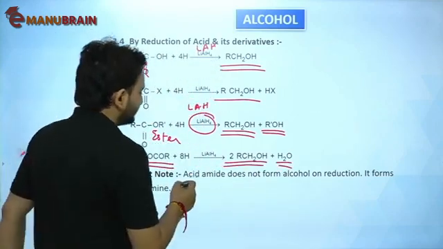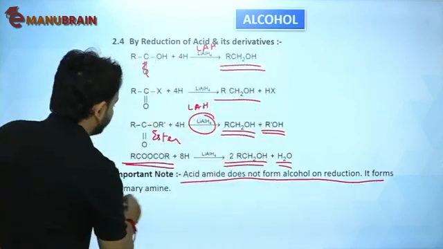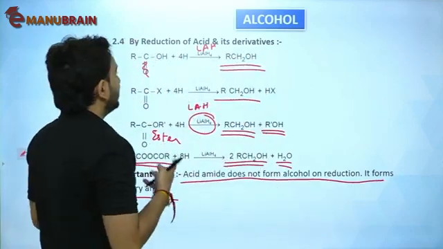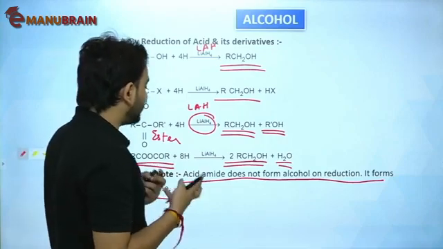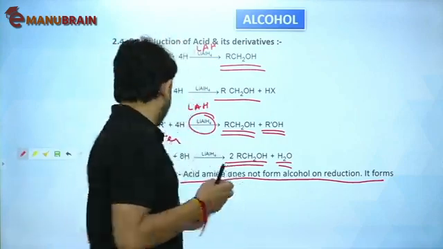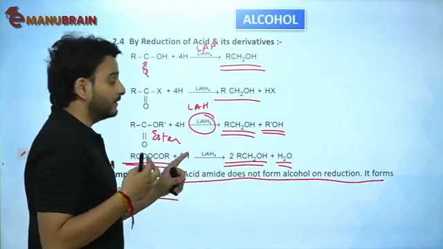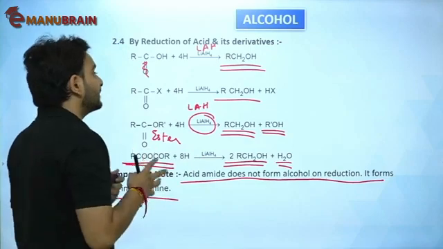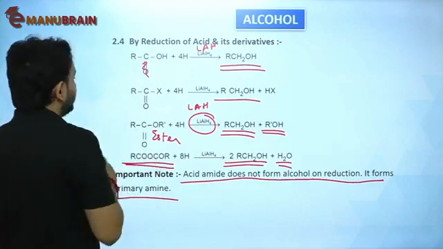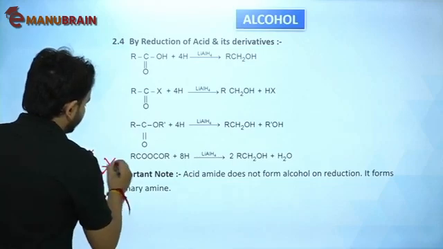Important note, guys: acid amide does not form alcohol on reduction, it forms primary amine. It does not form alcohol, it will form primary amine on reduction. So this is an important point that you should remember. I'll just star mark it.